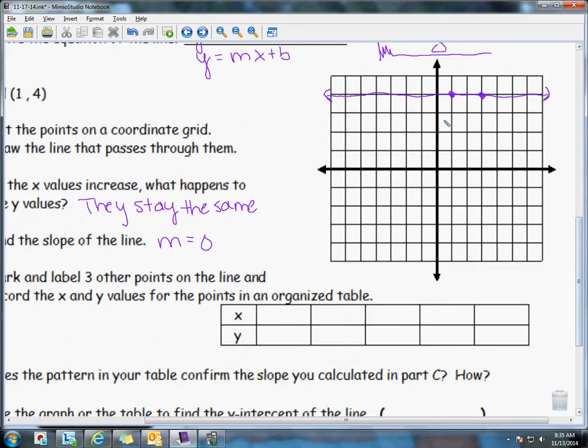Another way to find that your slope is going to be 0 is looking at your table. Again, we'll pick our x values: negative 1, 0, 1, 2, and 3. And our y value doesn't change at all. Any point on here, at negative 1, 0, 1, 2, or 3, your y value for all these points is going to be 4.